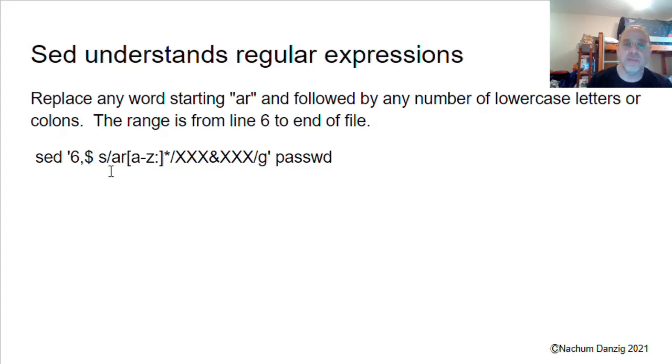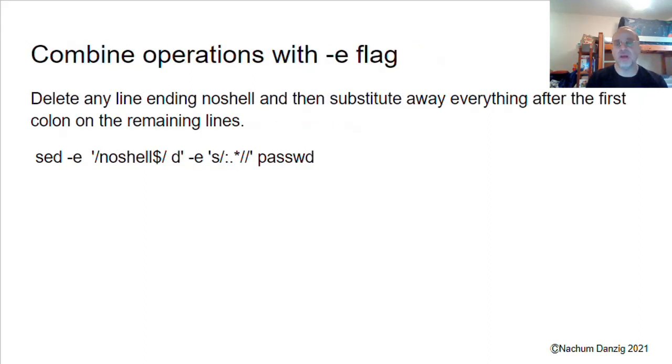Switch AR, and then followed by any character plus a or colon. This is an or, right? And then what's the star? Wait, what's the star here? The star means either none, right? 0 or more. With whatever you've found, with X's before and after it, and do it globally. Pity we don't have the output here.